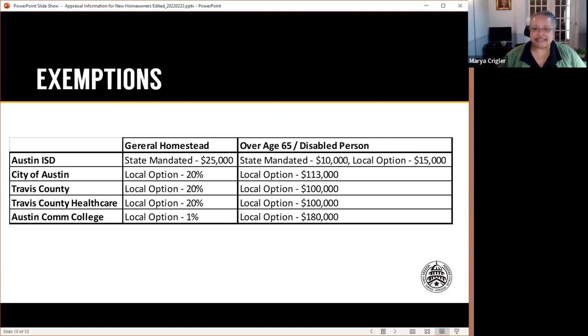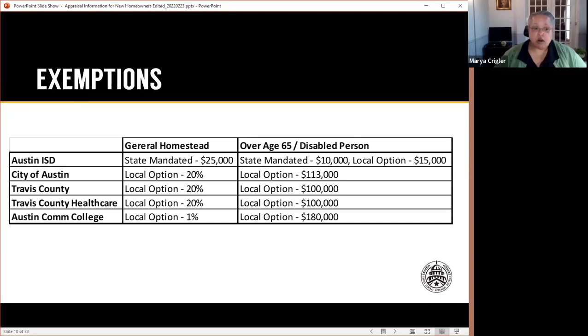For school districts, again, it's state mandated. The state mandates that school districts must grant $10,000 in over 65 or disabled persons exemption. In addition, Austin ISD has a local option of an additional $15,000 that they grant on top of that. And then for the over 65 and disabled person, for the other taxing entities, it's local option, and they set the specific amount that they would grant.